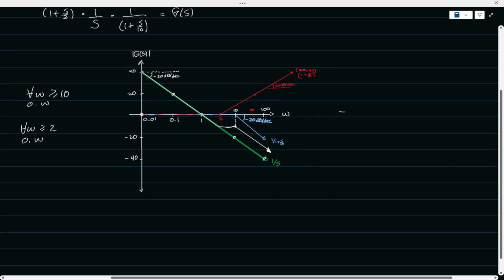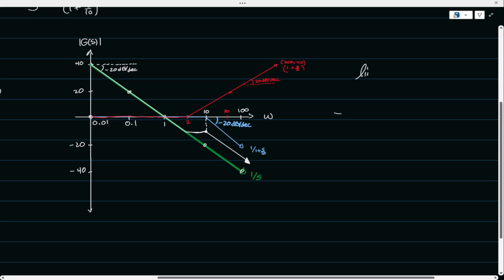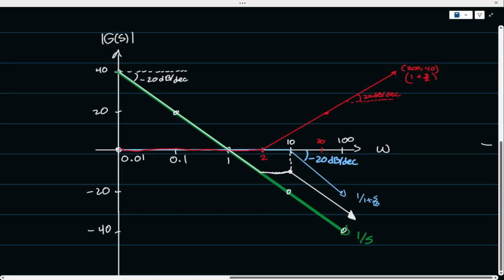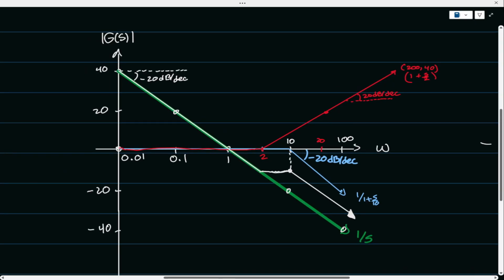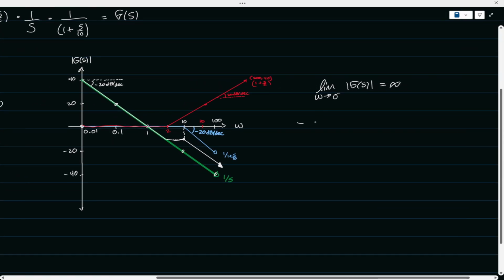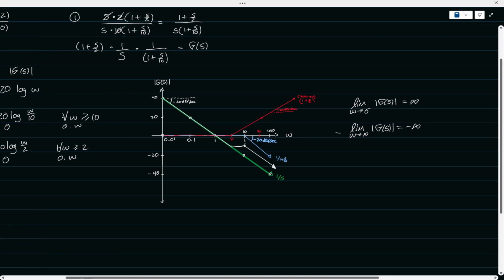A good thing to keep in mind that you'll need later on is knowing the limit as omega approaches 0 minus, we get infinity for the magnitude of g of s. We get infinity because if we were to put 0.001 and then 0.0001, it just keeps going up. But when omega approaches infinity, we can see that it goes to negative infinity. So this would be for the magnitude Bode plot.